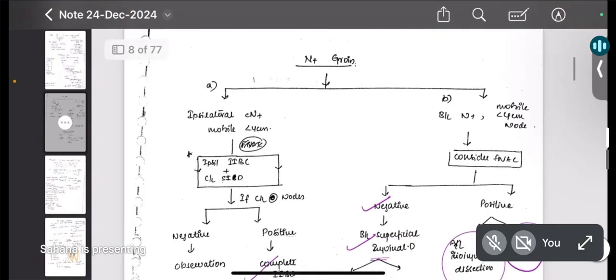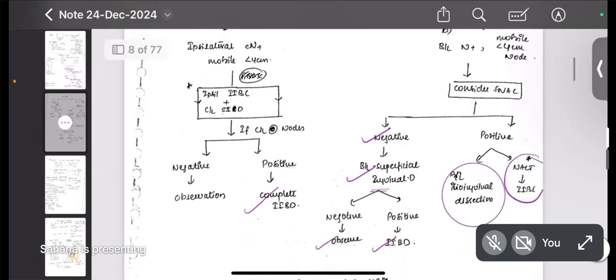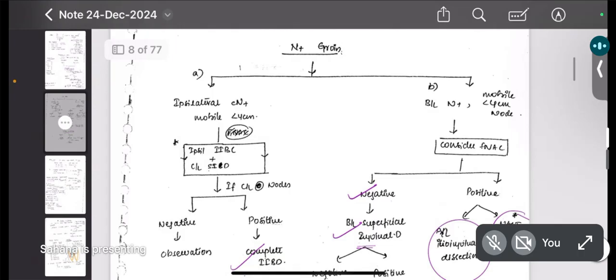So according to NCCN, you will have to doubly confirm your negative nodes. So you did FNAC, it came negative. Do your excision. If it comes negative, then you can resort to observe. But otherwise, you will have to do minimally invasive staging like dynamic SLNB or modified inguinal dissection. So this is what this has to say.